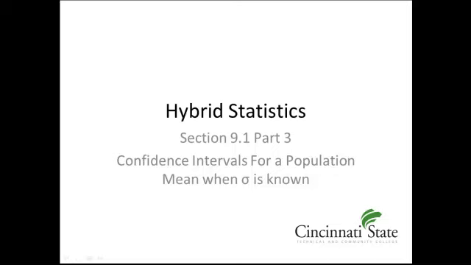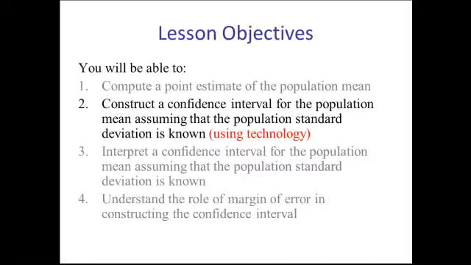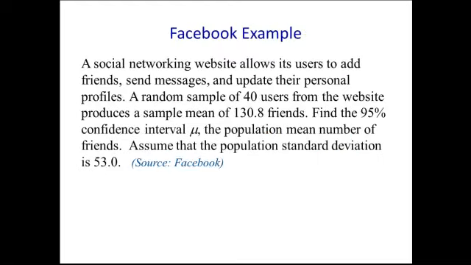Section 9.1, Part 3. Lesson objective: construct a confidence interval for a population mean, assuming that the population standard deviation is known, using technology, Minitab or Statcrunch. We will begin with our Facebook example.